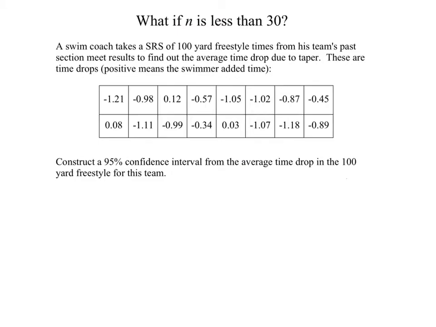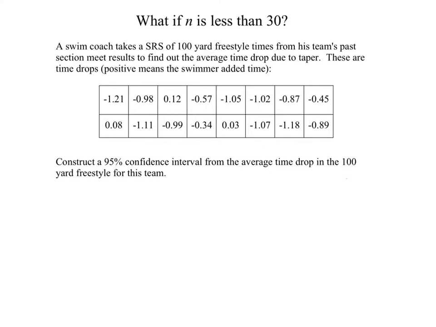A swim coach takes a simple random sample of 100-yard freestyle times from his team's past section meet results to find out the average time drop due to taper. These are the time drops. So if negative is good, it means the swimmer went faster. Positive would be bad. It means the swimmer gained time. So construct the 95% confidence interval.